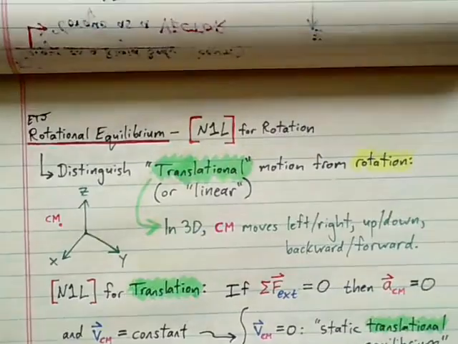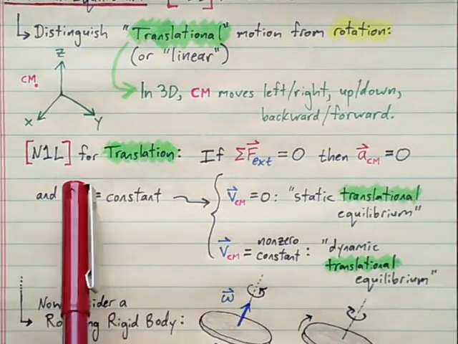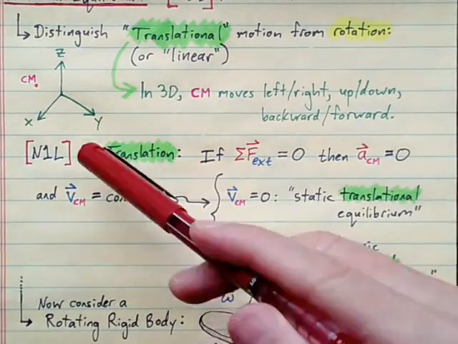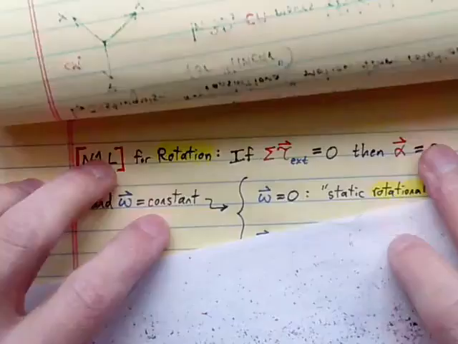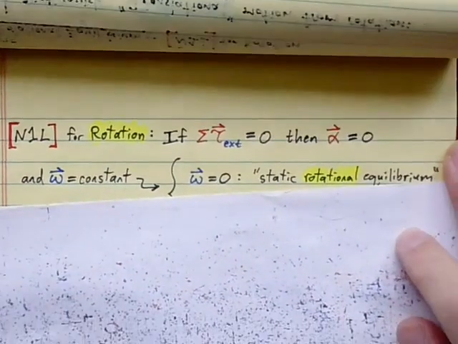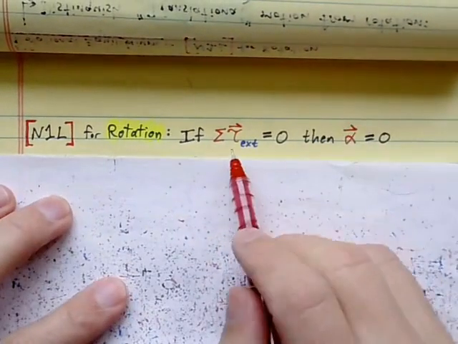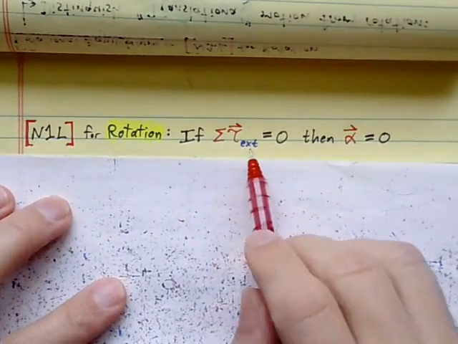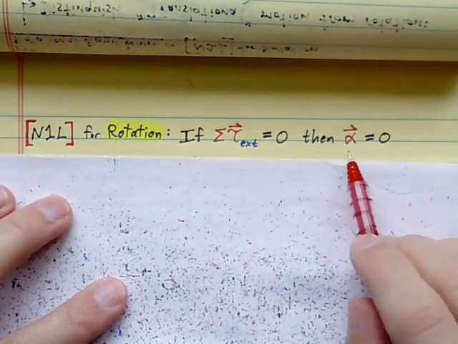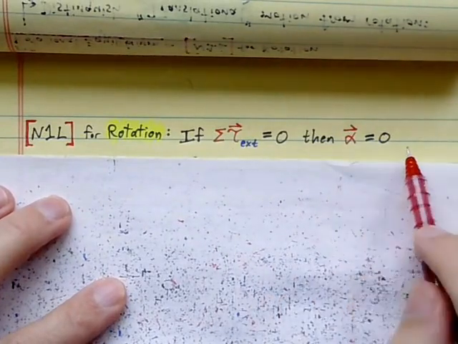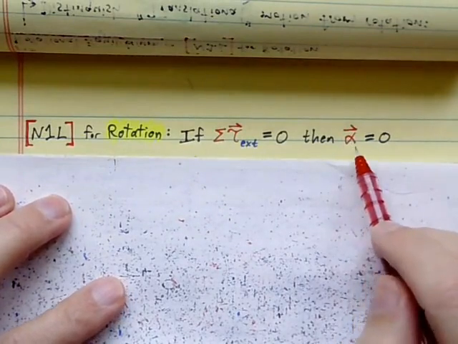Now, let's discuss Newton's first law for rotational motion, the analog of this set of ideas. Newton's first law for rotation. Playing the role of force will now be torque. So if the net external torque on a rigid body is 0, then the angular acceleration of the rigid body is 0. So here we have the angular acceleration vector playing the role of the ACM vector.